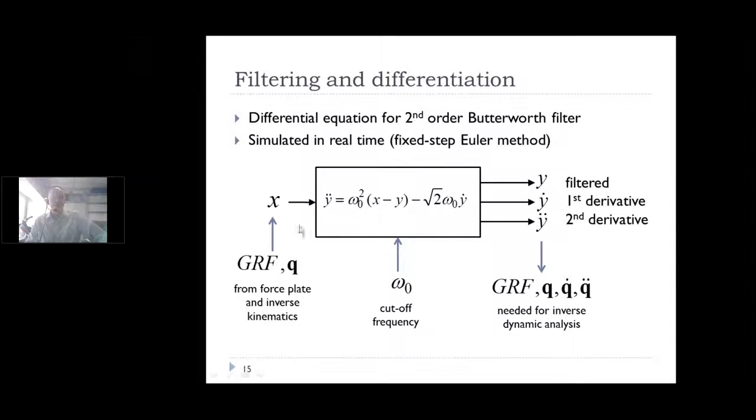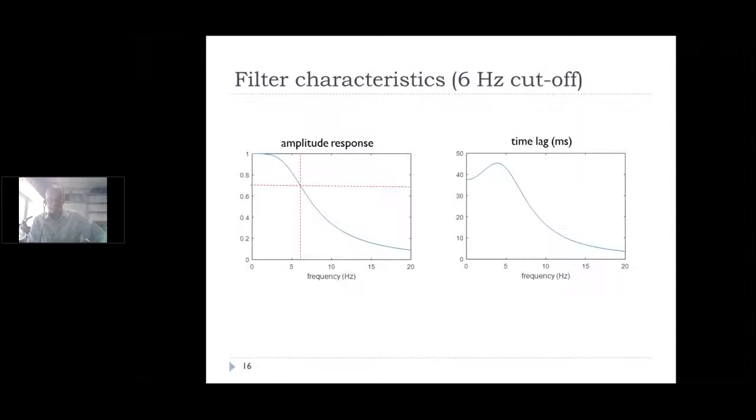So we take the ground reaction forces and the kinematic variables, and then we run that through this filter, which we simulate in real time, and then we get the filtered kinematics, and we also get the first and the second derivative, which we're going to need for the dynamic analysis. So that is the output of that filter. Typically, we use a cutoff frequency of 6 Hertz for gait, but you can set that in the user interface. You can choose your own cutoff frequency.